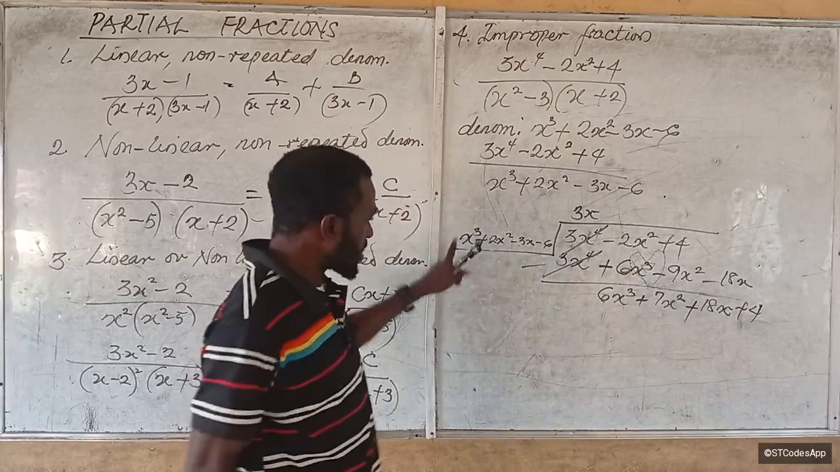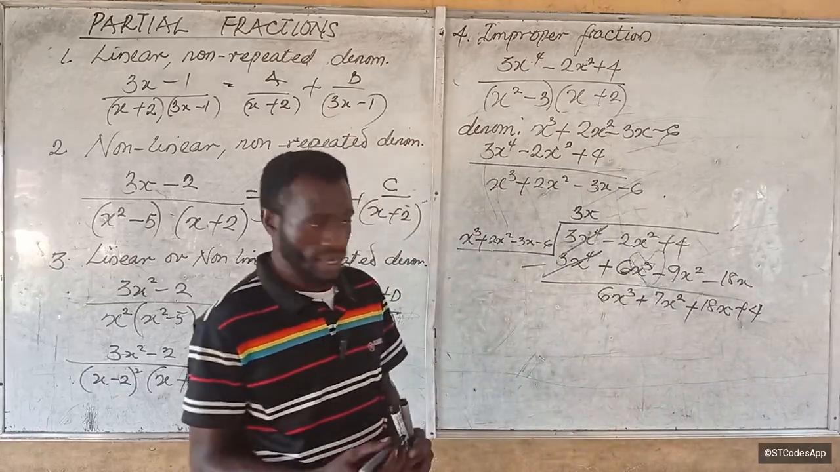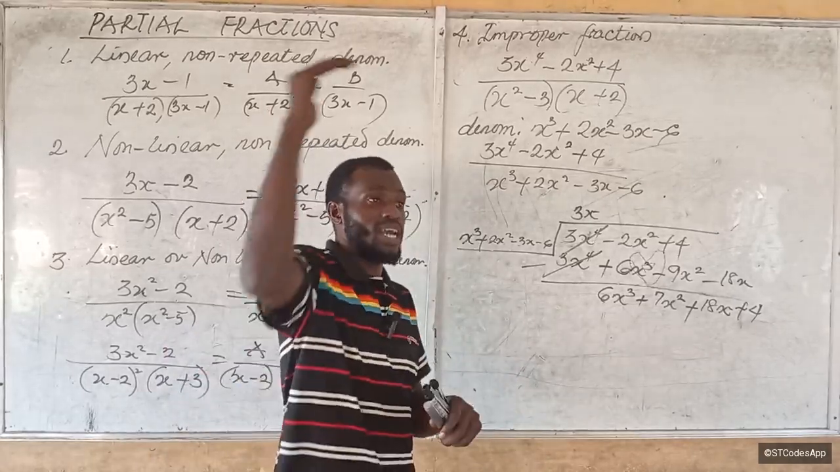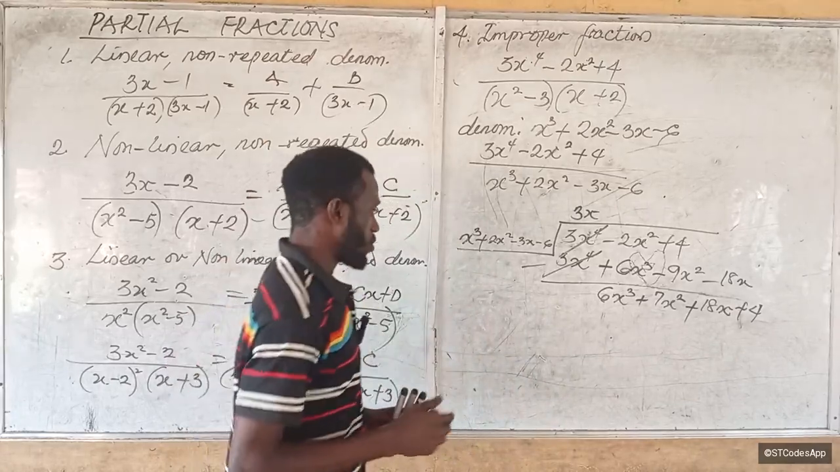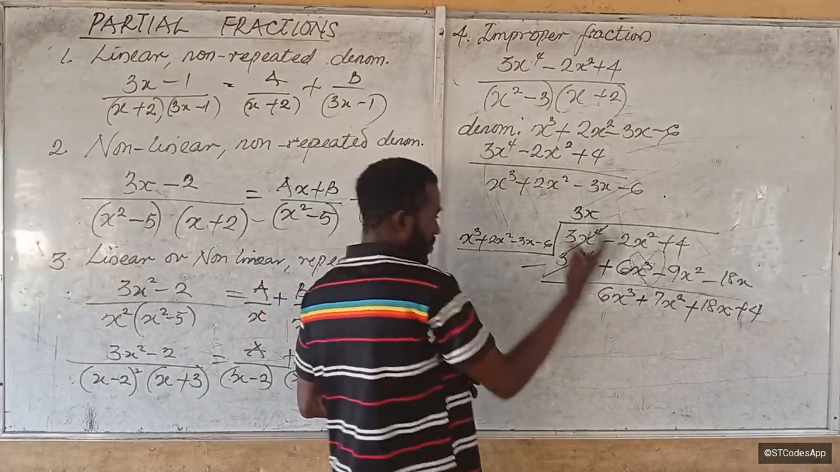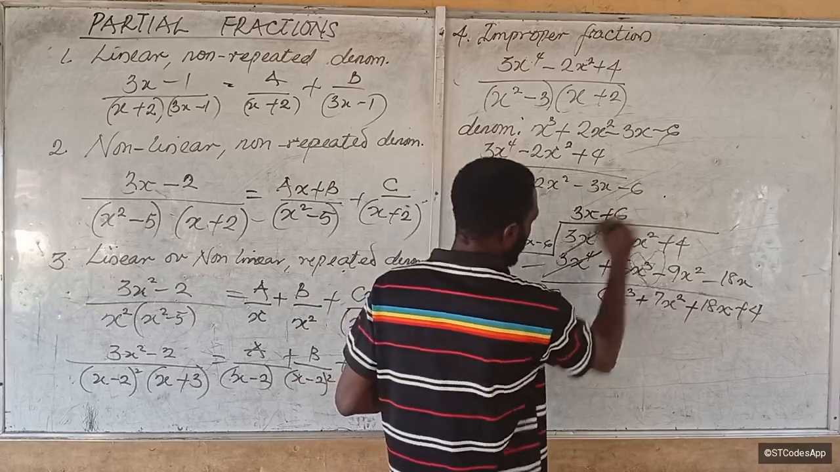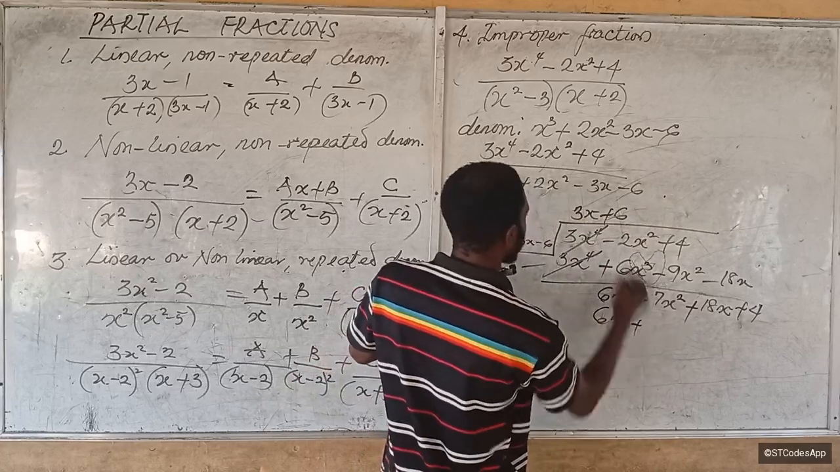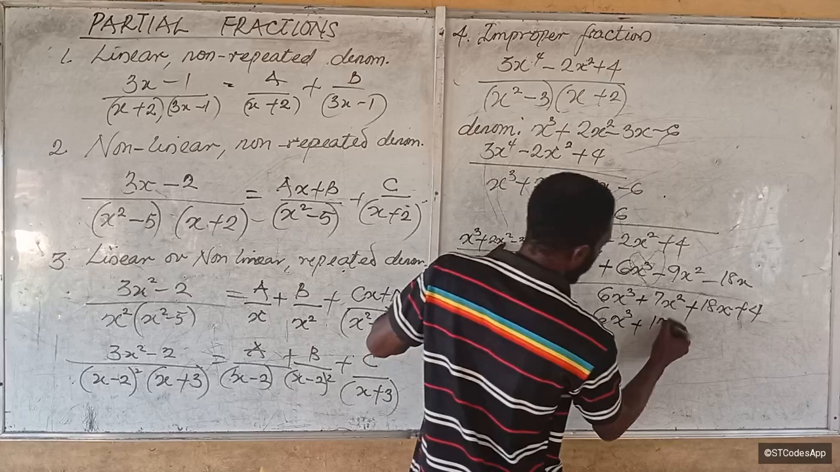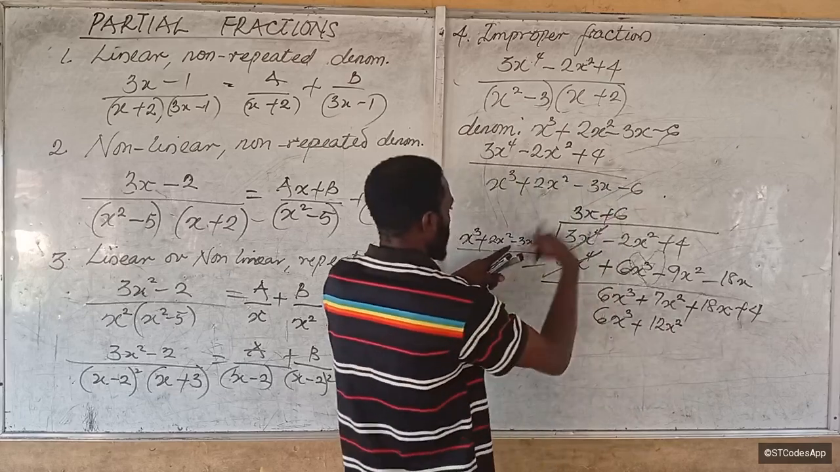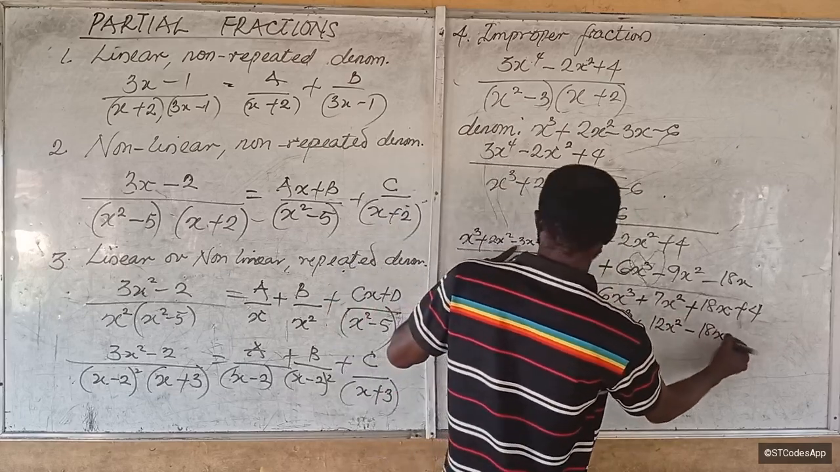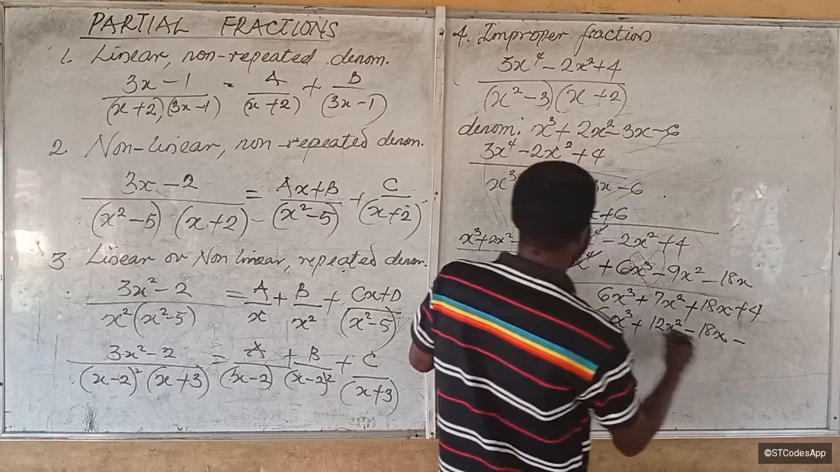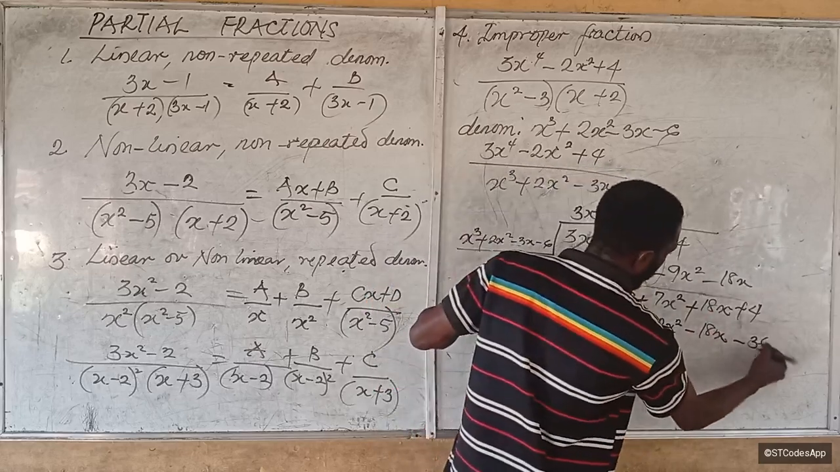Now, if you look at this and this, they still have the same power, and you don't want it that way. It's still not proper. The small one must be at the top, the big one must be under. So how do you do it? You still divide. This divided by this is going to give you 6. We have plus 6. Plus 6 times this will give you 6x raised to power 3, then plus 12x squared, then minus 18x, then minus 36.